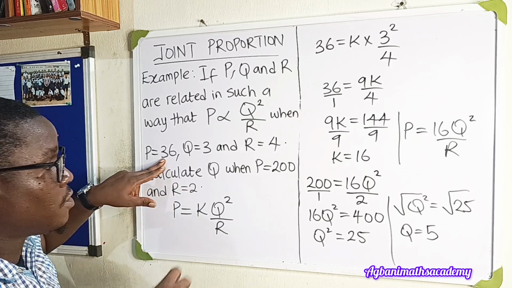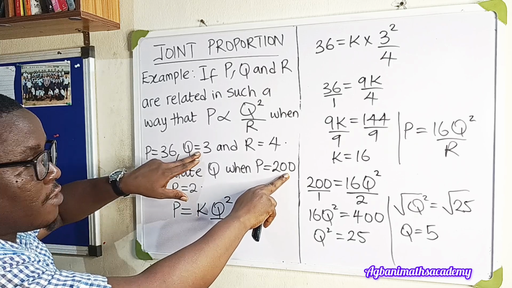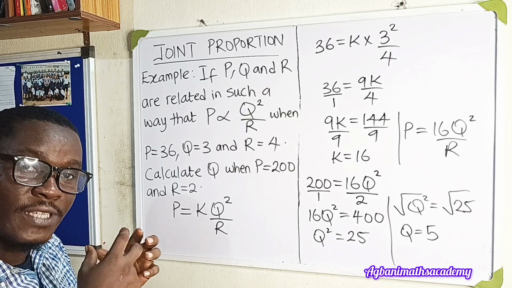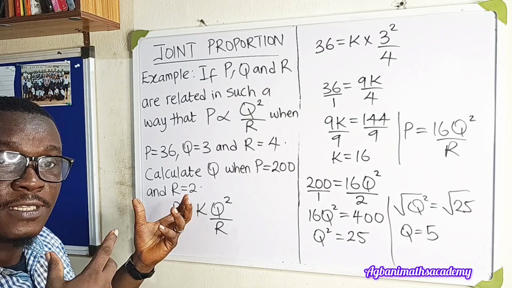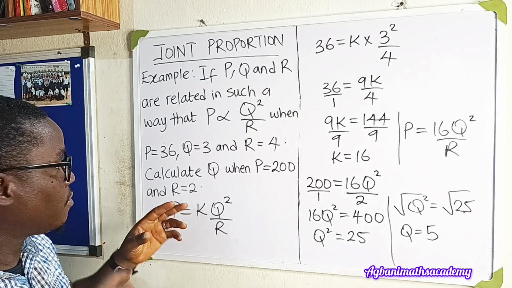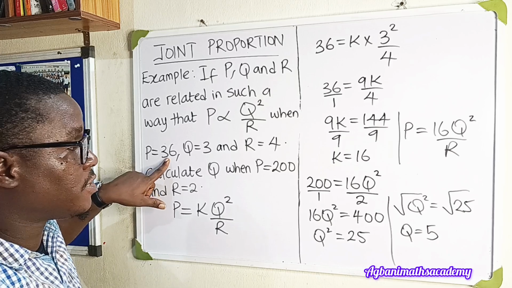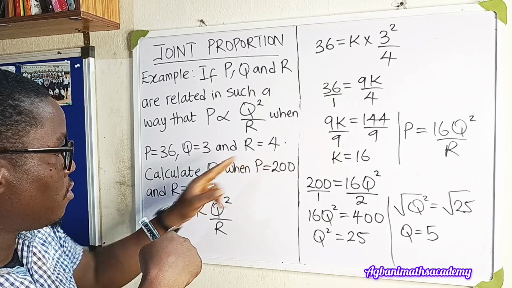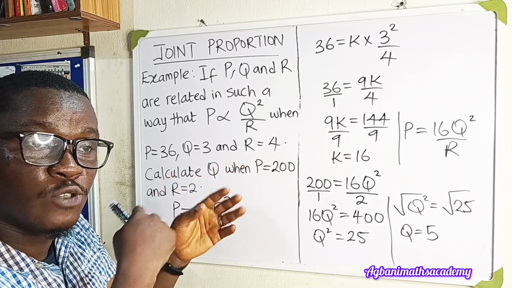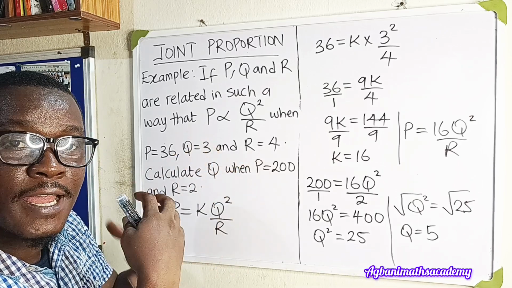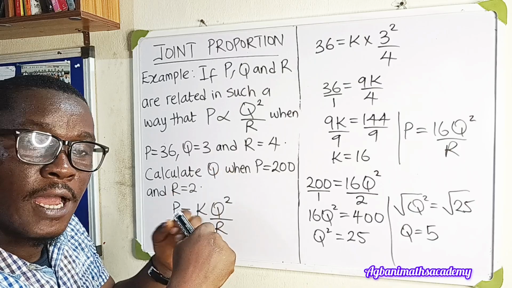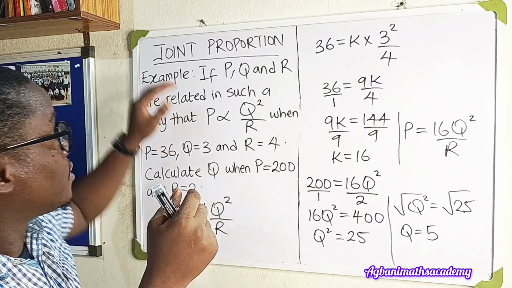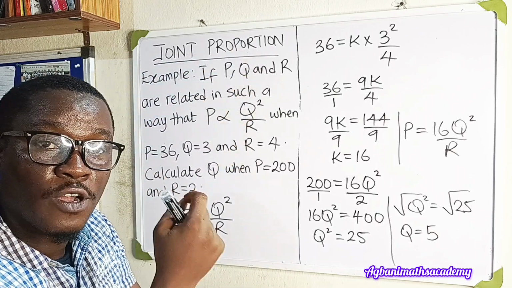So you can observe that P and Q have a direct proportional relationship because when P increased from 36 to 200, Q increased from 3 to 5. So there was an increase in Q with an increase in P. Let's look at the relationship between P and R. So P increased from 36 to 200, but R reduced from 4 to 2. So we can confirm that between P and Q, there is a direct proportional relationship, and between P and R, there is an inverse proportional relationship. So that is what we have as a joint proportion.